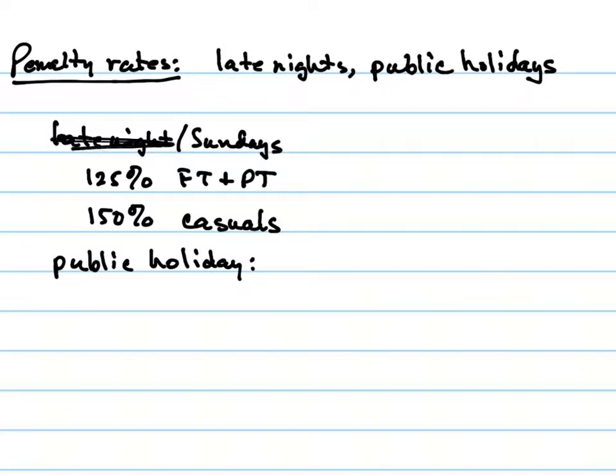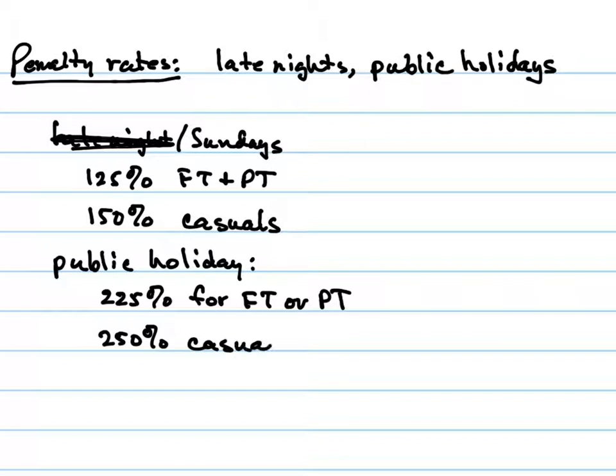Then we have the public holiday rates. Really, let's just call that Sunday because we're going to add in the late nights. So Sundays are those. The public holiday rates are 225% for full-time or part-time, and 250% for casuals. Again, depending on your status as an employee. Now let's put late nights here because what it does with late nights, it doesn't matter what day it is, it's going to add to your normal salary.